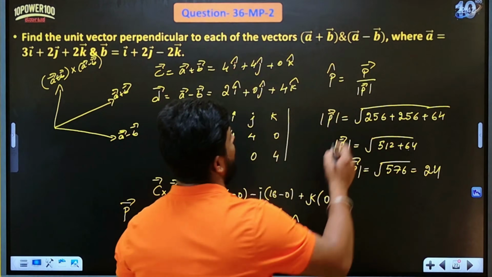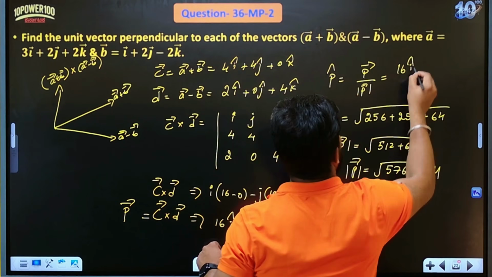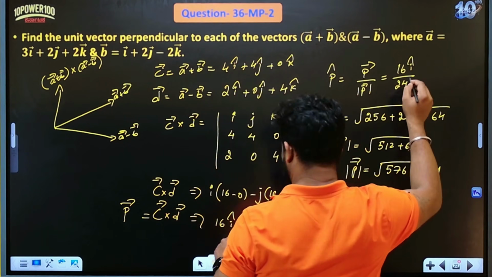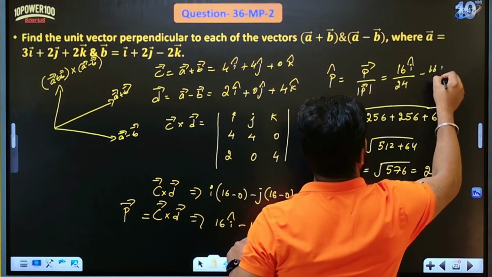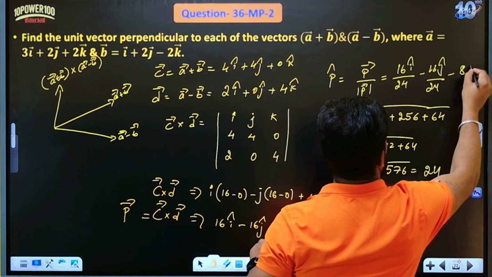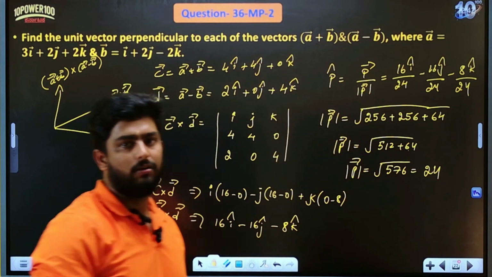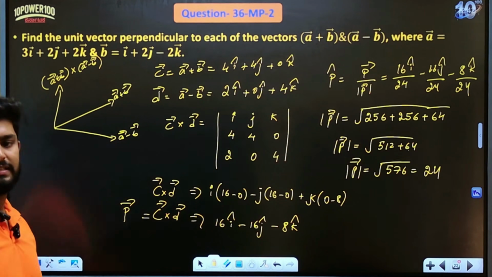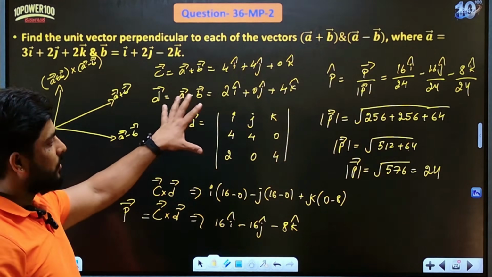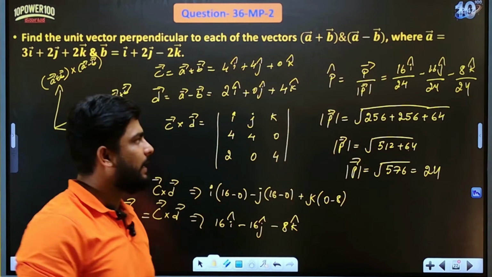So now vector P cap is 16 I cap divided by 24, minus 16 j cap divided by 24, and minus 8 k cap divided by 24. This much is enough. So this is one of the important questions for your final examination. So it is important, please follow the method that I taught you. Okay, the answer comes easily.